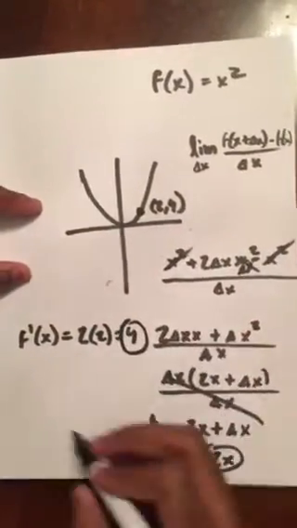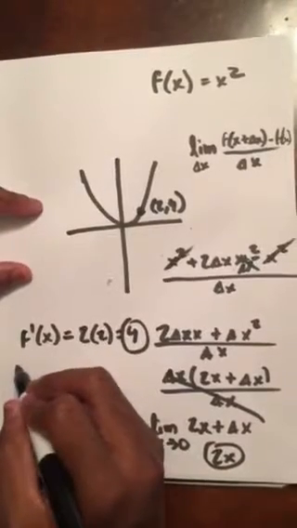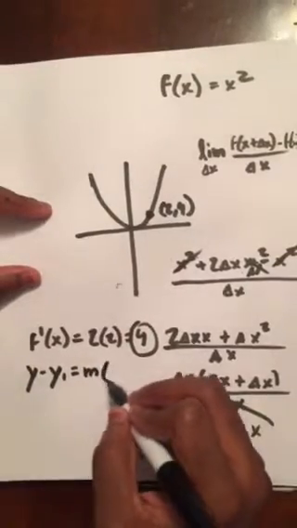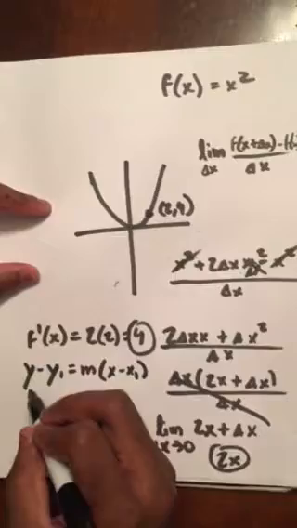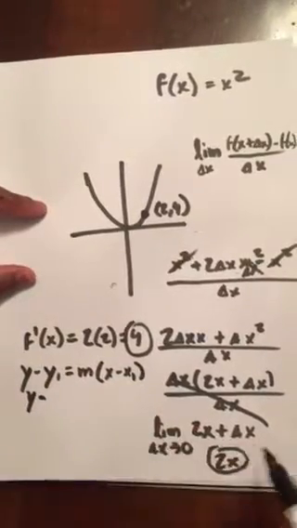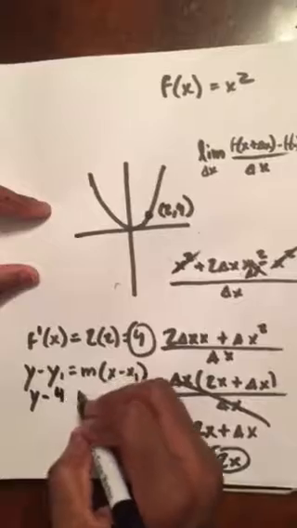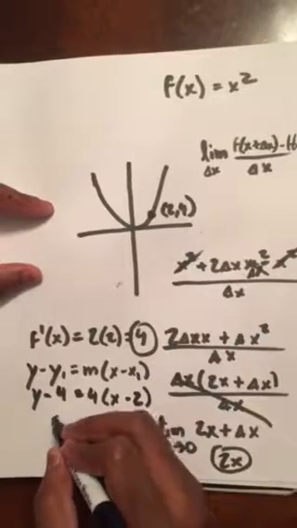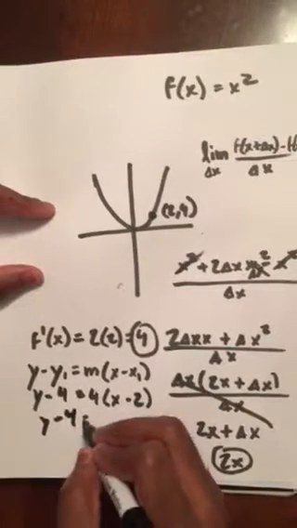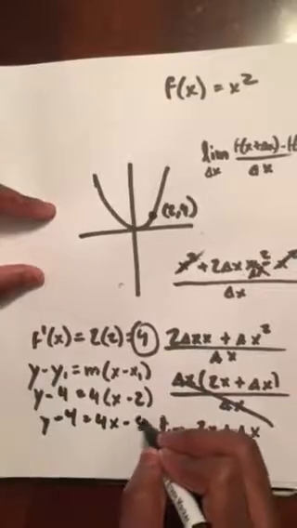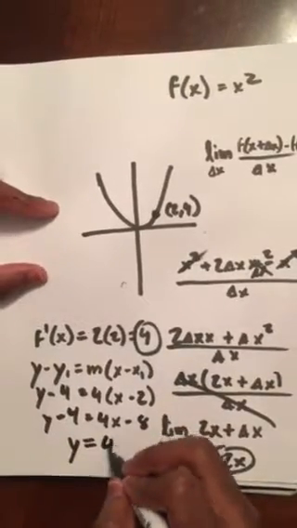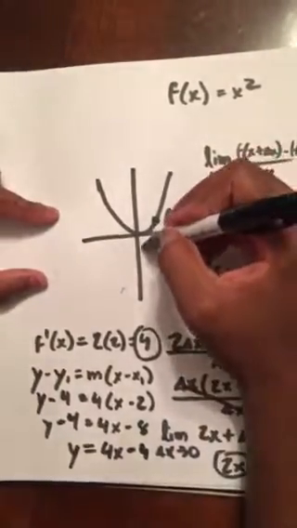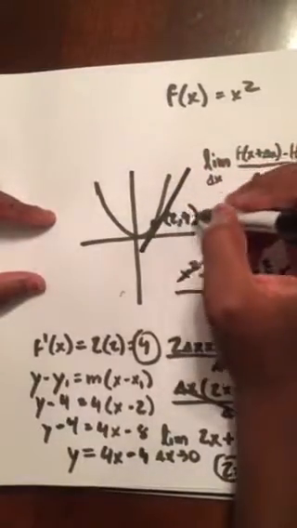That's the slope. Now we want the actual function for the line. We're going to use point slope form: y minus y1 equals m times x minus x1. So we're going to have y minus 4 equals 4 times x minus 2. And we're basically just going to simplify that, distributing to get 4x minus 8, leaving us with y equals 4x minus 4, which will be the equation of the tangent line at 2, 4.